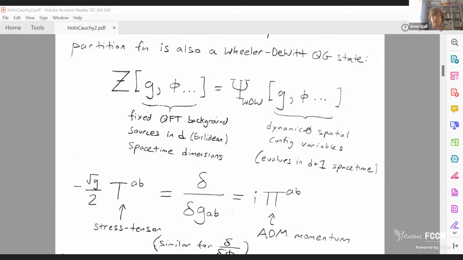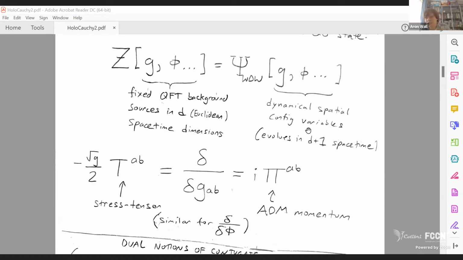So the most obvious thing to do with a partition function is to differentiate it with respect to the metric and get a stress tensor. So this derivative with respect to the metric, on the left-hand side, we would call it the stress tensor, but it has a different interpretation on the right-hand side. On the right-hand side, it's what we would call the ADM momentum. That is just like a quantum mechanics conjugate momentum operator for the spatial metric.